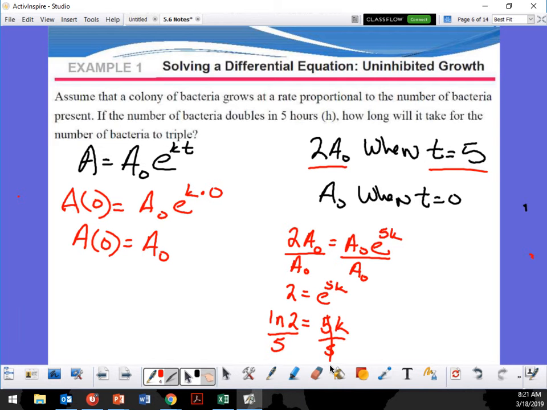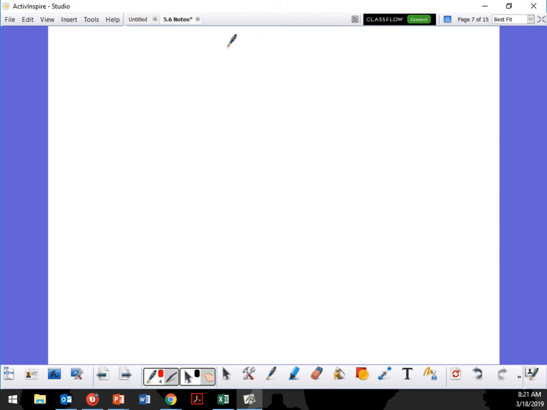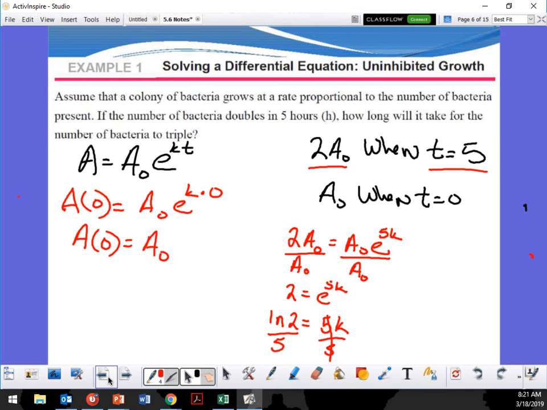So I now have an equation for this. My new equation is going to be A is equal to A sub naught e to the t times ln 2 over 5. The reason I left it like that is I don't want to put it in the calculator yet. It's going to make life a little hectic having that nasty decimal. Did I lose anyone? Are we okay? Yes, good?